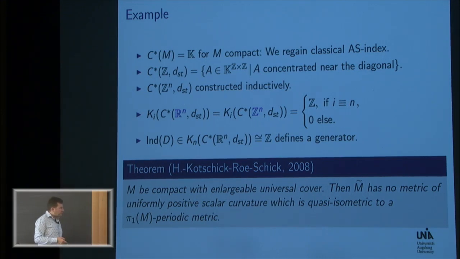And in this situation, we can use the enlargeability obstruction, the usual one by Gromov, to show that there is no pi1(M)-periodic metric of positive scalar curvature, or in other words, there is no positive scalar curvature metric on M. And because this is a completely coarse concept, this Roe algebra C-star really just depends on the quasi-isometry type of the given manifold. This allows us to improve this slightly and prove that there is no metric of uniformly positive scalar curvature which is in the same quasi-isometry class of a pi1-periodic metric.